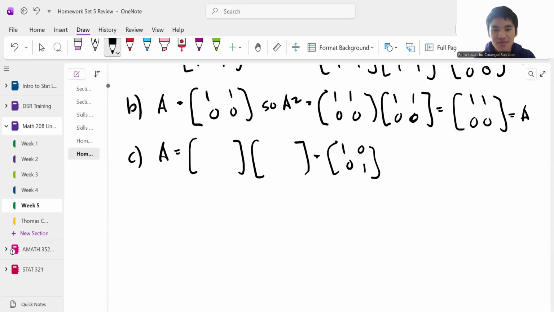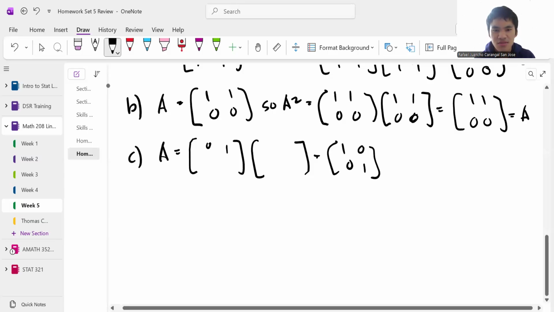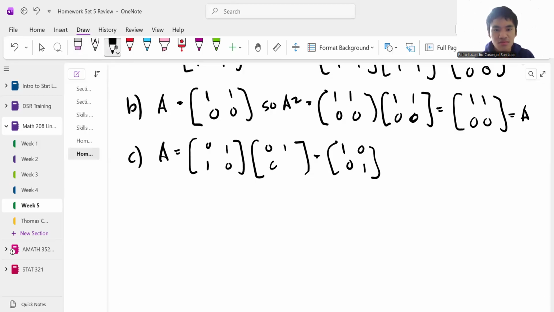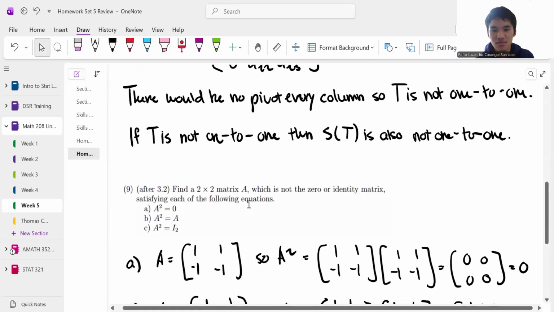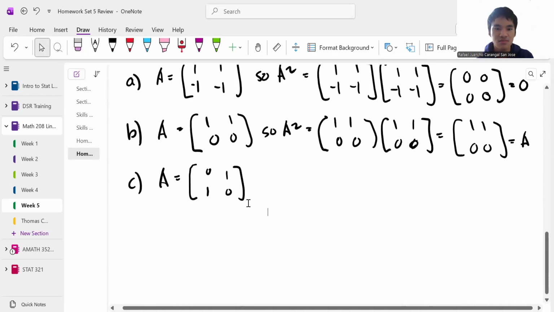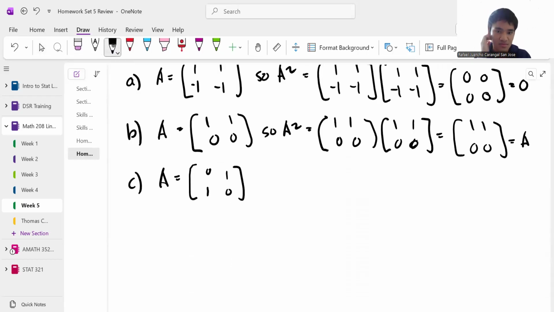Well, we do negatives. If I do this, just reverse it. This should give me the same thing. 0 times 0, 1 times 1, that gives me 1. 1 times 0, 0 times 1, that gives me 0. 0 times 1, 1 times 0, that gives me 0. Okay, this one works. There's no identity. It's also not 0. So I think this one works.